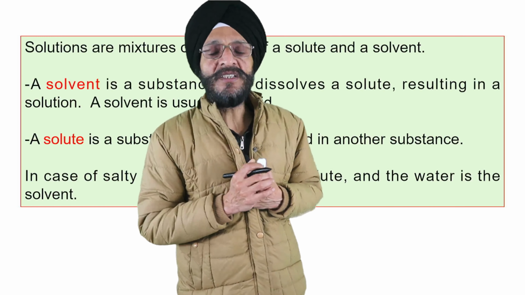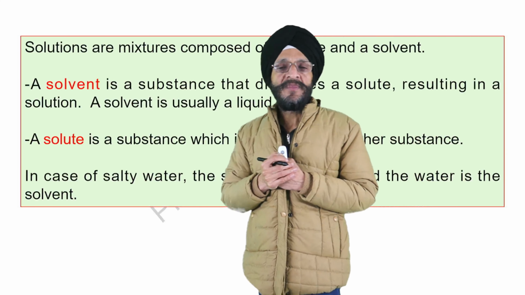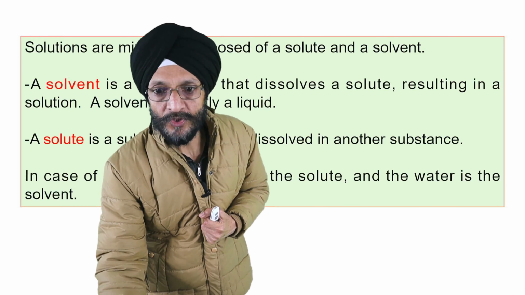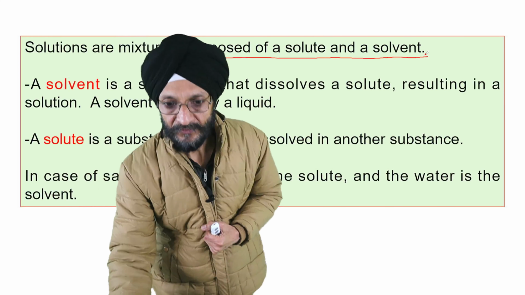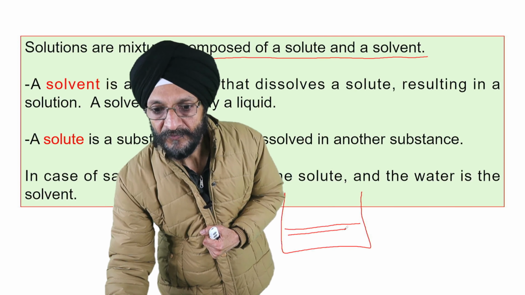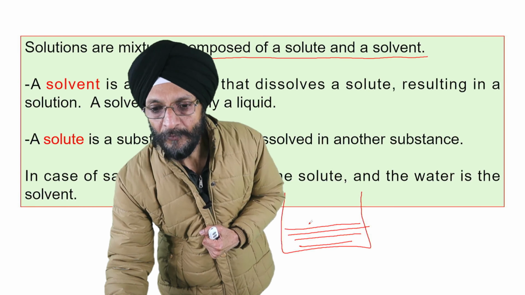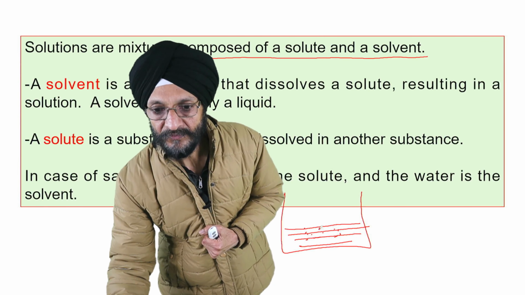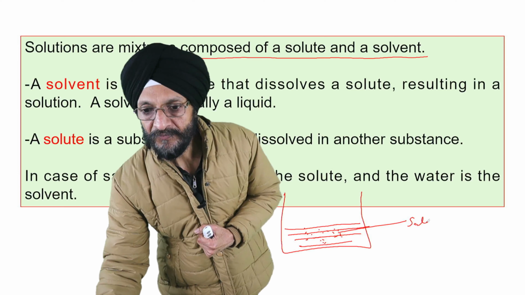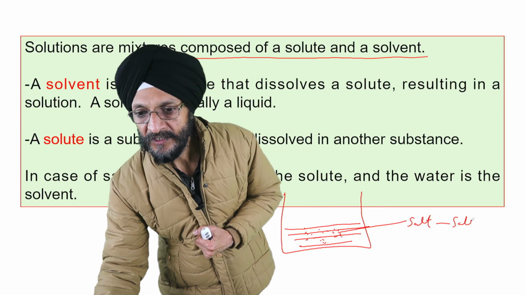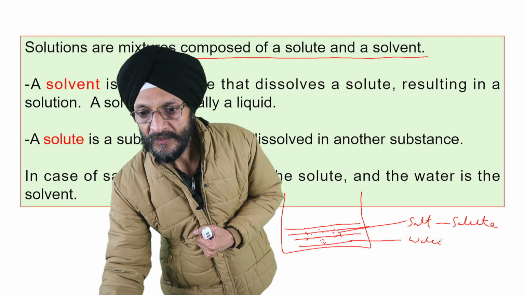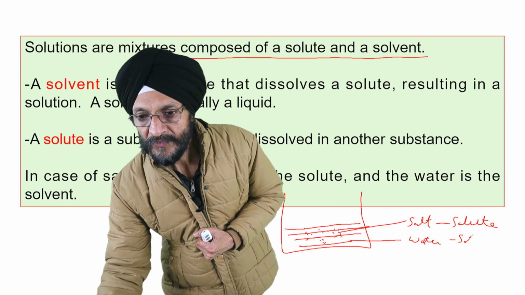Now we will first understand the meaning of solvent and solute. Solutions are mixtures composed of solute and solvent. Suppose this is a jar, this is water. We have put some salt in it. So salt is a solute and water is the solvent.